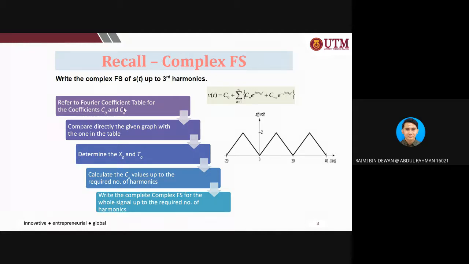So hopefully you will score as well, because it's made easier. Last time we had to integrate, it was even more difficult, more challenging. So refer to the Fourier coefficient table for C0 and Cn. You'll be given a table, and later on we will see. I'm not sure if the table is here.